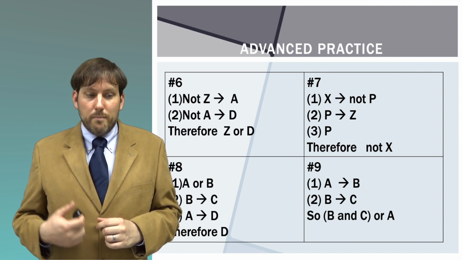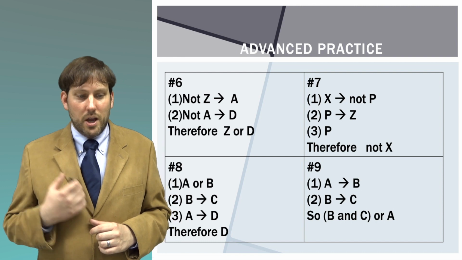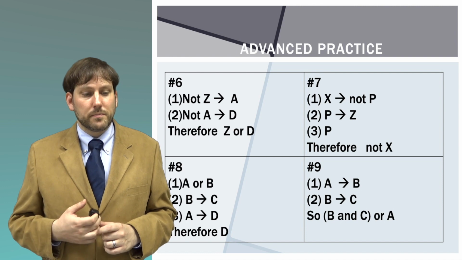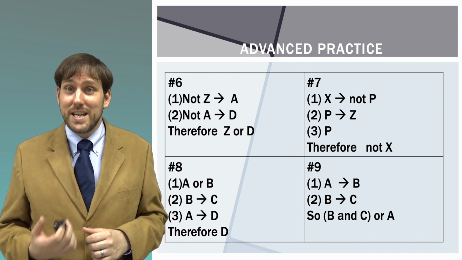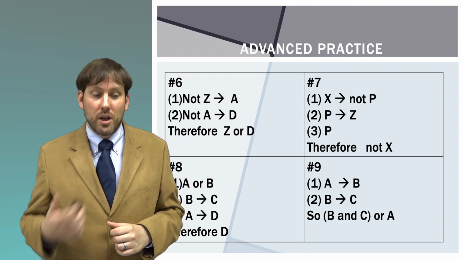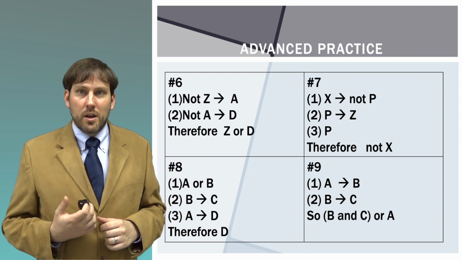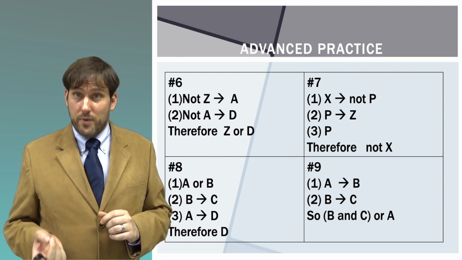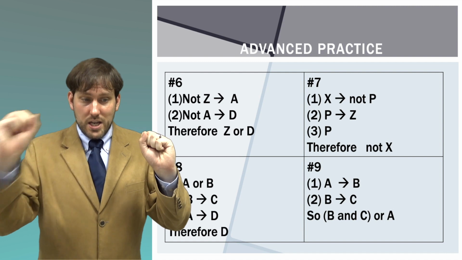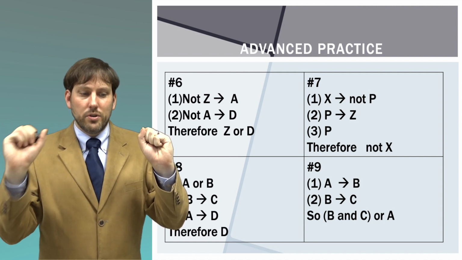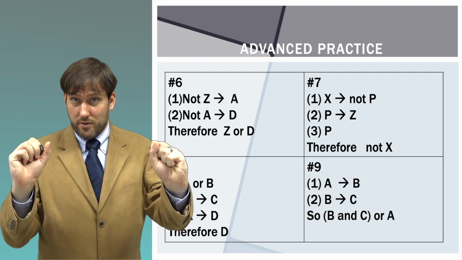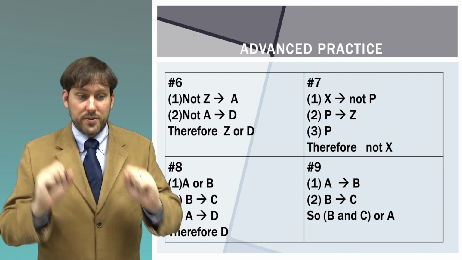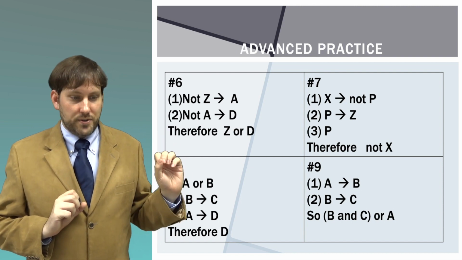A or B. B implies C. A implies D, therefore D. So what do we think? We are going to start by making D false, because this is our conclusion. Once we have made D false, we can look at the chart for conditional and we can go to number 3. So if we have A implies D and D is false, the only way this can be true is if A is also false. If A is true and the right hand side is false, it's going to be false. So we know that A has to be false.